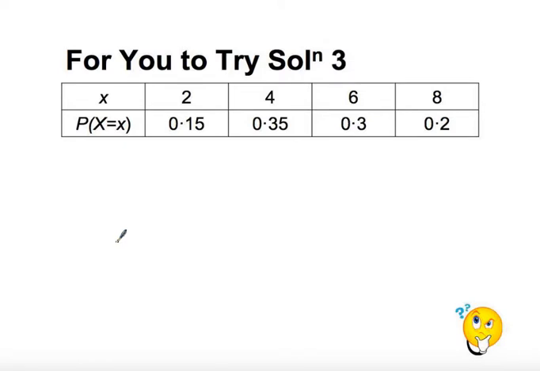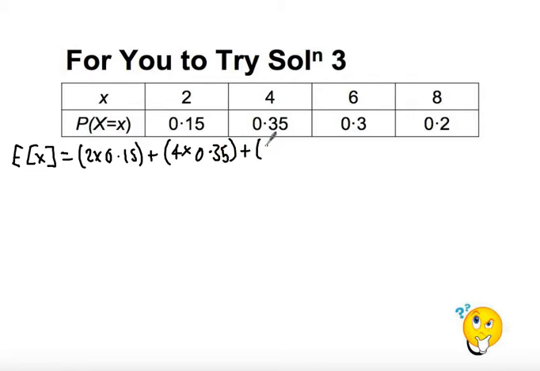Okay, let's look at the solution then. So first of all, starting off, as we saw a moment ago, I need to do my expectation of x. This is 2 times 0.15 plus 4 times 0.35 plus 6 times 0.3 plus 8 times 0.2. This gives me an expectation of x of 5.1.